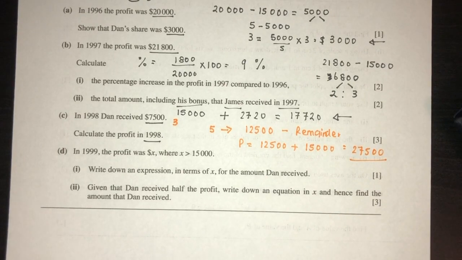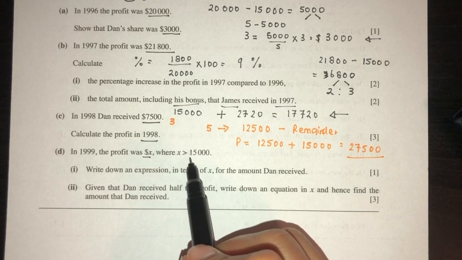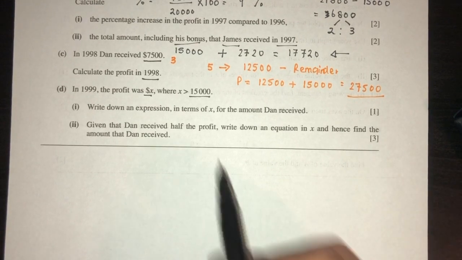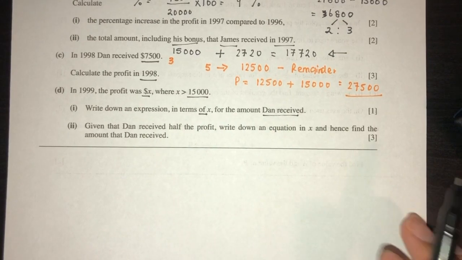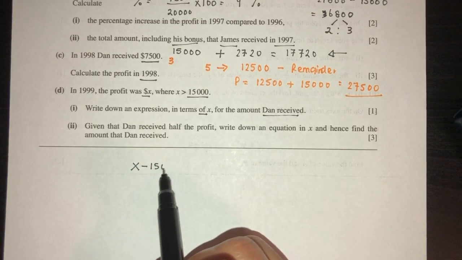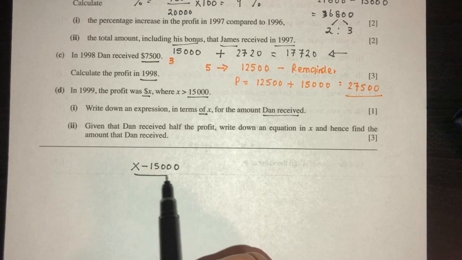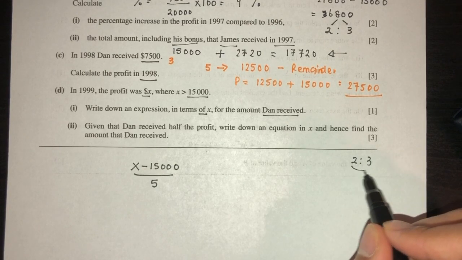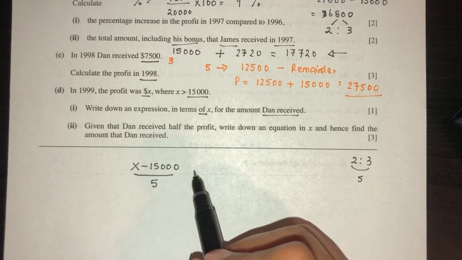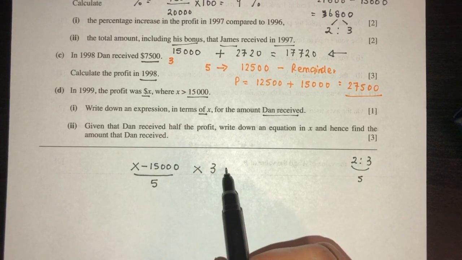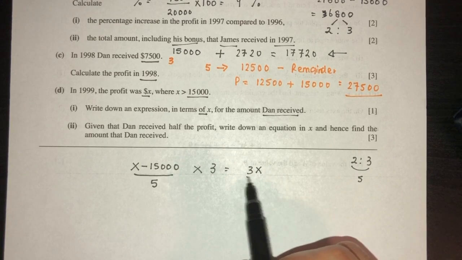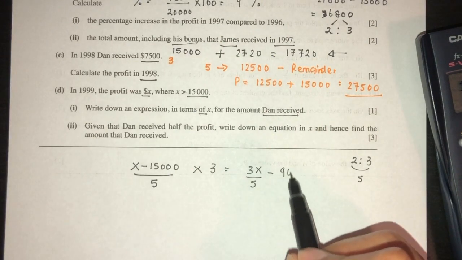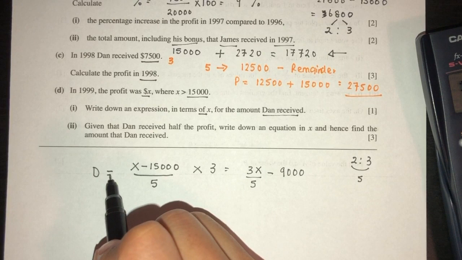Now for part D, we have in 1999, the profit was X, where X is more than 15,000. Some number, we don't know, but we know it is more than 15,000. Now we have to write down an expression in terms of X for the amount Dan received. So let's think. So first you will do X minus 15,000. And then this will be the remainder. You will divide by 5, because in total we have 5 shares to share with, because if you remember, the ratio of the share is 2 to 3. Together is 5. So you have to find out what is the value of one share, divided by 5, and times Dan received 3, so times 3. So that will be your equation, which is 3x over 5 minus 15,000 times 3 divided by 5, 9,000. That is the formula for the amount that Dan receives in the year.